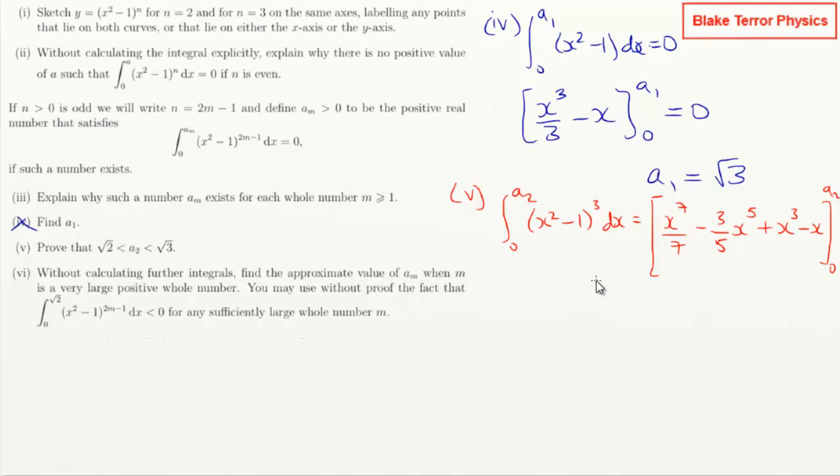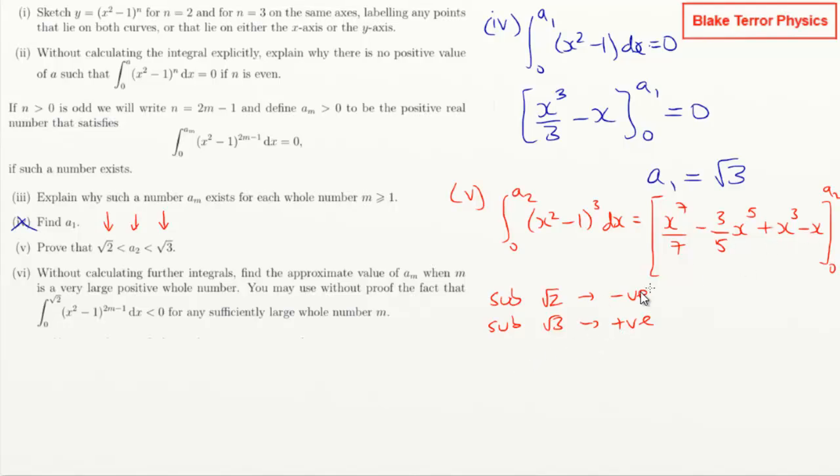0 to A2. Okay, well, again, the 0 isn't going to make any difference. So we want that to be equal to 0. Right, that's going to be a bit of a mess, isn't it? But we're saying that the solution is between root 2 and root 3. So we must be getting a negative answer for root 2 and a positive answer for root 3. So let's sub root 2, which should give us negative, and sub root 3, which should give us positive.